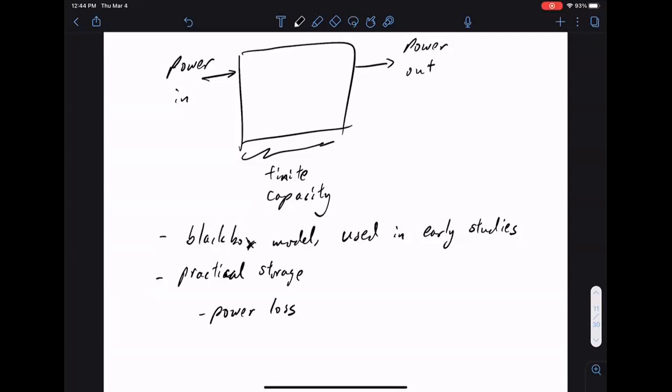So that's power loss. What are some of the other things? It loses power by sitting there. What are other non-idealities that we take into account? Power loss turns out is not very hard to take into account. This is not a limiting factor when we want to model storage. There are some more limiting factors.